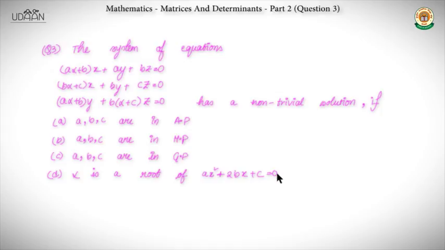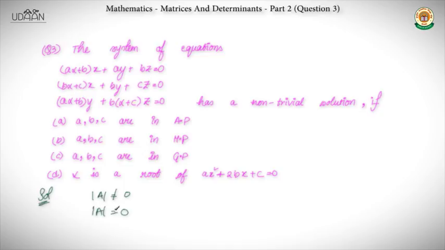Okay, the system of equations given looks pretty lengthy. So how should we solve this problem? The basic thing is that they have asked if the system of equations has a non-trivial solution. Suppose we had a system of equations that had a trivial solution. That would mean that the determinant of the coefficients of the system of equations would not have to be 0. But now this has to be a non-trivial solution. That means the determinant should be 0.